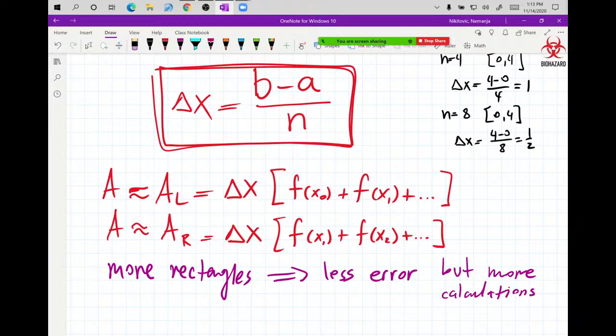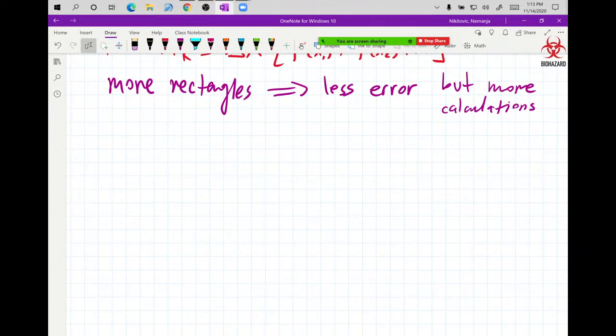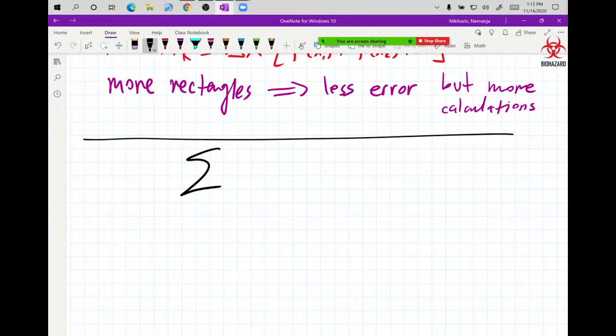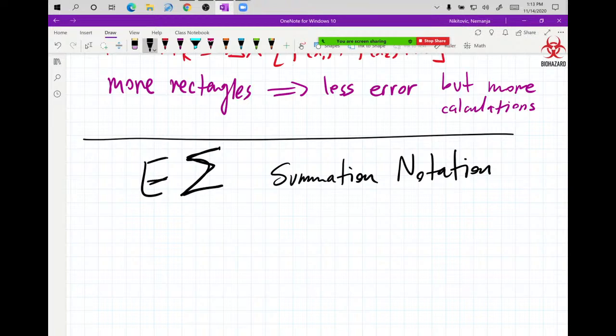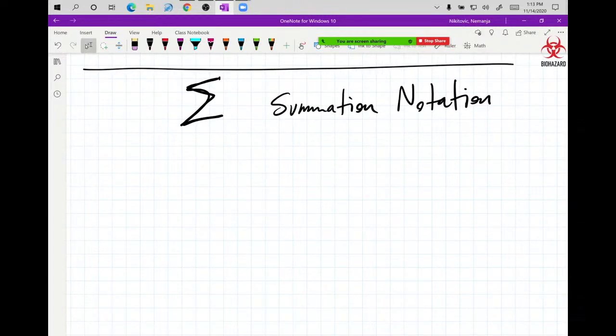Now, we have a little bit more to talk about, which is something that will set up our next class, and that is this. So you have seen these symbols. This is summation notation. And this literally means addition. So it's this kind of weird E. It's not really E, but it looks like it. It's a Greek letter, and it stands for addition.